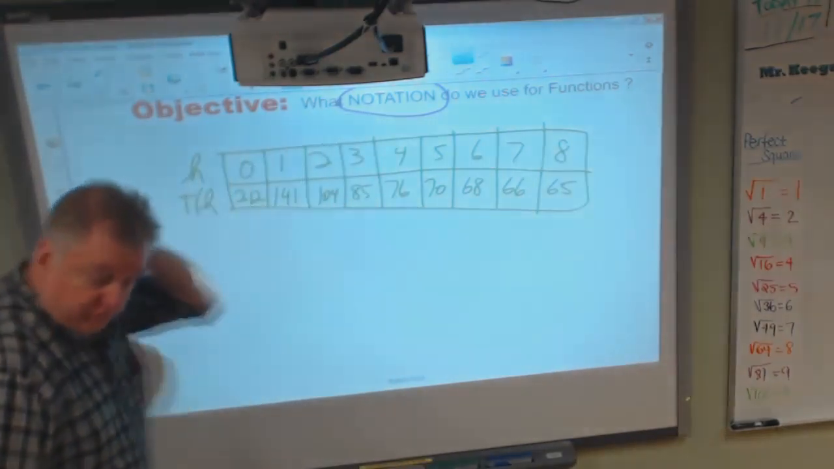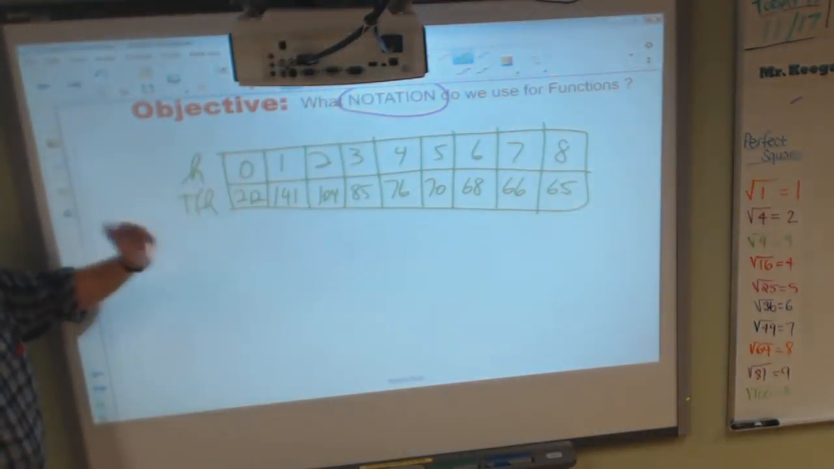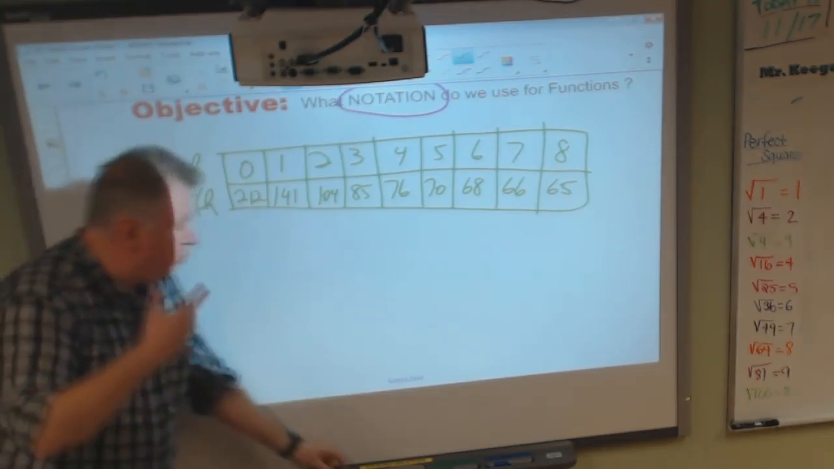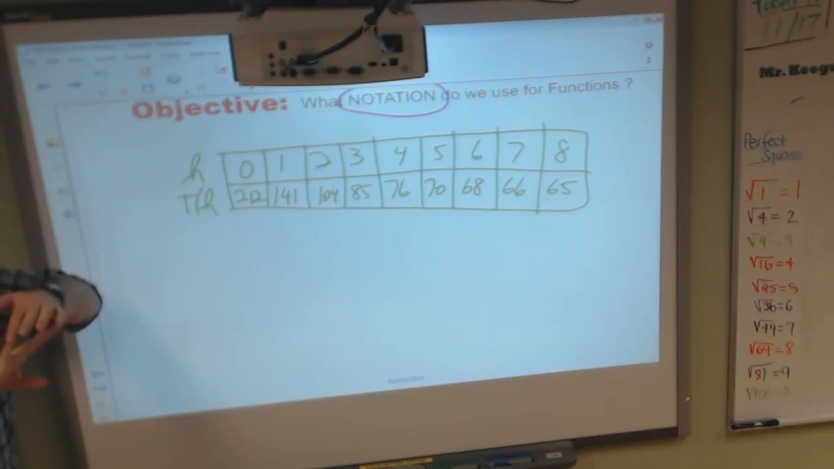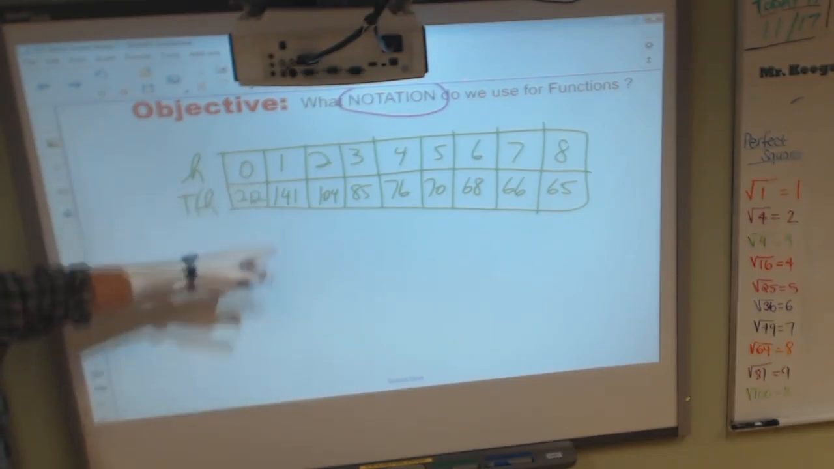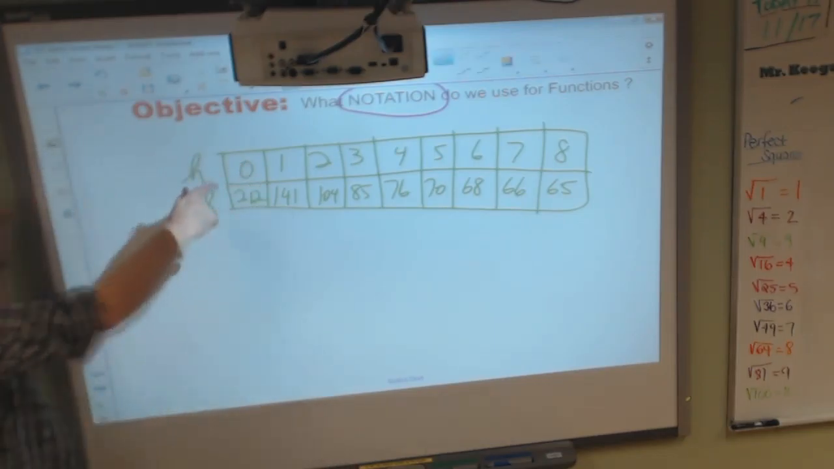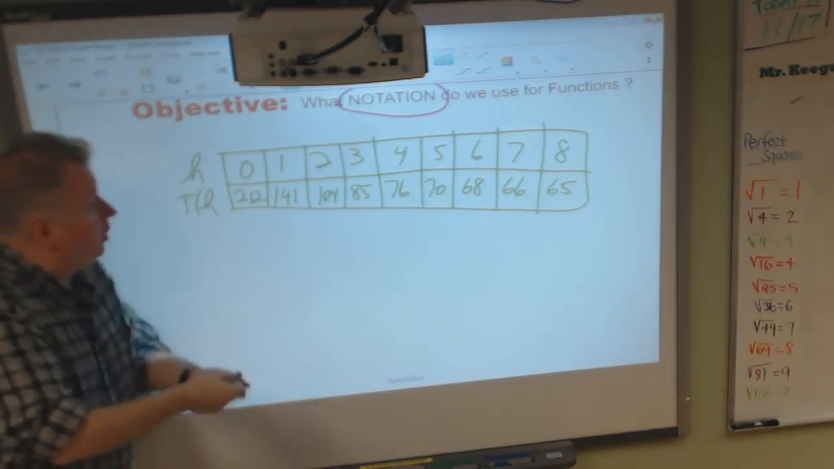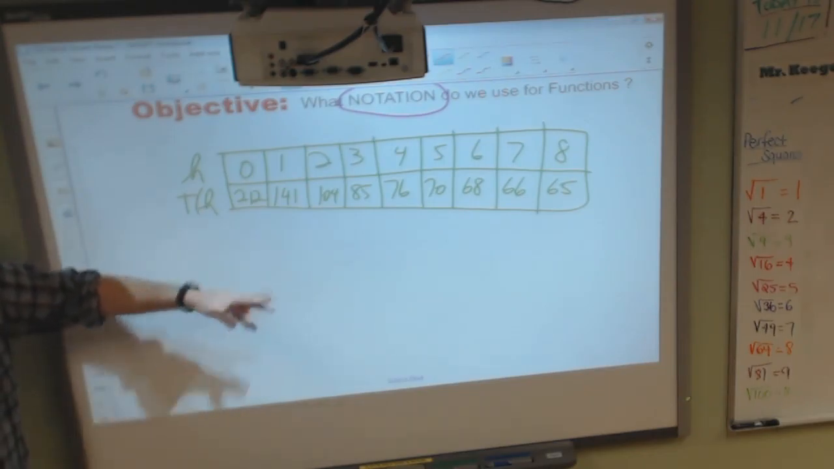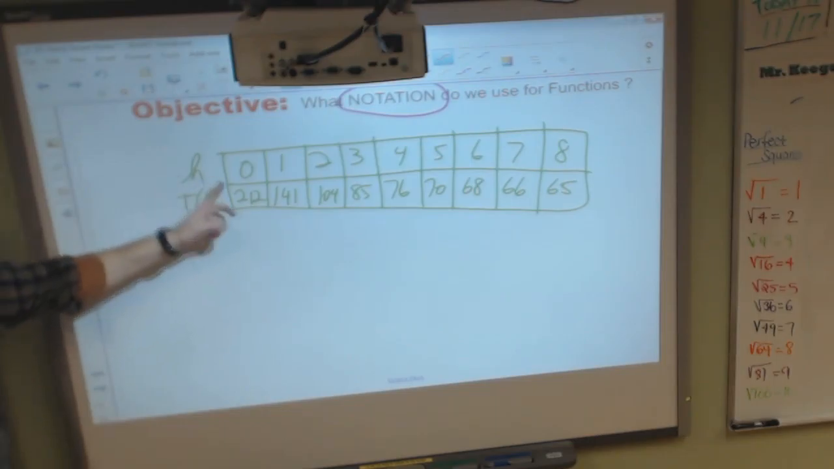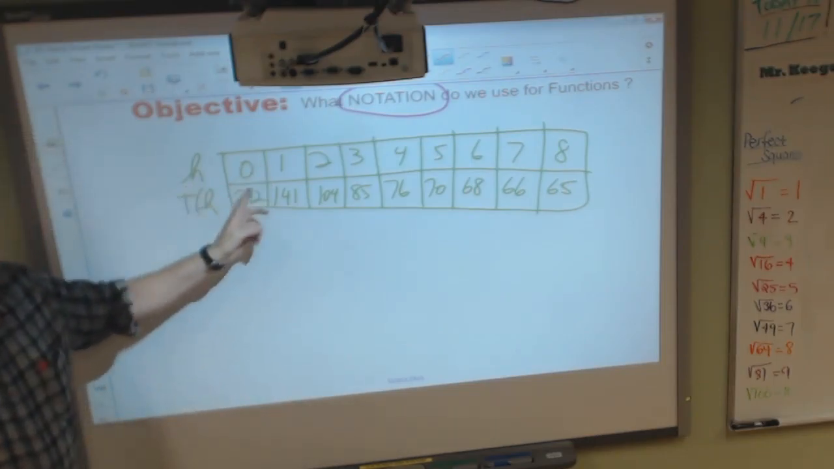All right, folks. So here, this represents a function. Remember we said yesterday, the rule for a function can be given to you in 4 different ways: as an equation, as a graph, as a table, or as words. This is a table, but this represents a function. They have a big pot of water. They put it on the fire to boil. Once it starts boiling, they take it off and put it on a table in a room that's 65 degrees.